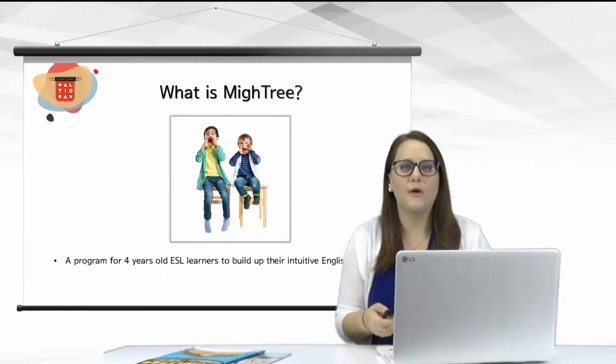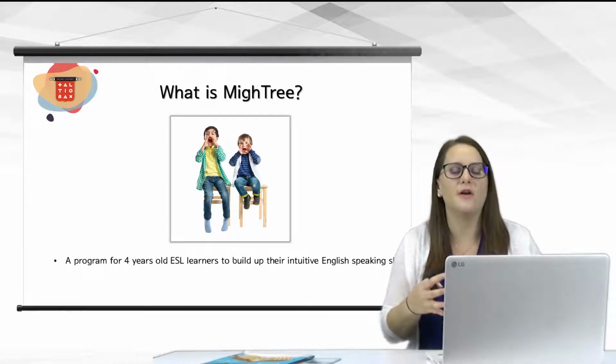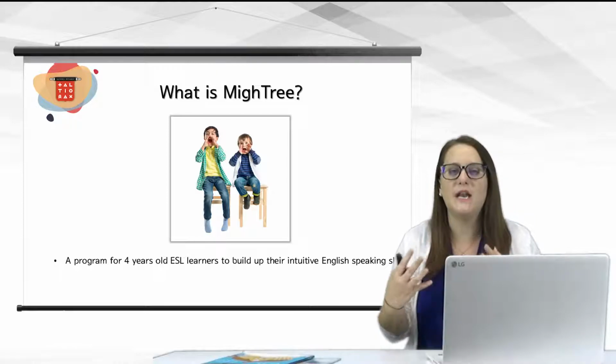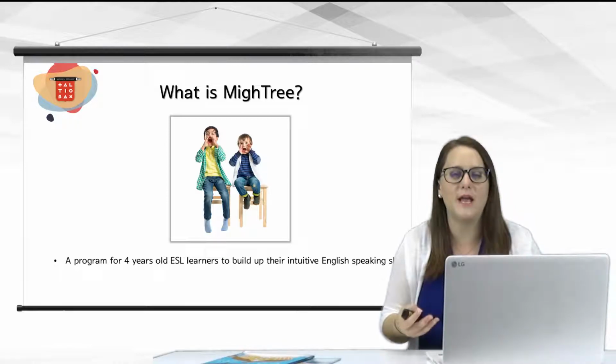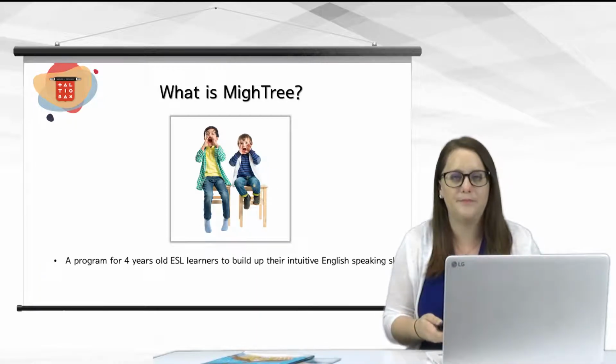MighTree. Hello everyone, I'm Rena, and today we're going to talk about the MighTree program. The MighTree program is for our 4-year-old ESL learners, and MighTree is to help build up their English speaking skills. And they're going to do this in a very natural way using everyday expressions. And this program especially is designed through the right brain method.